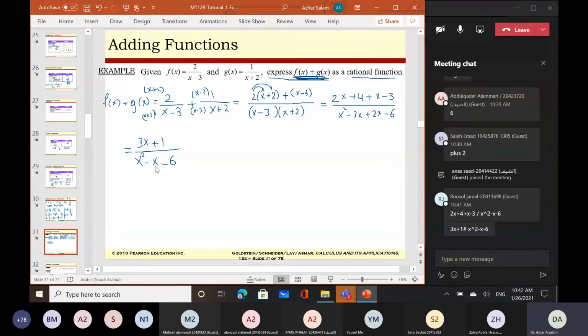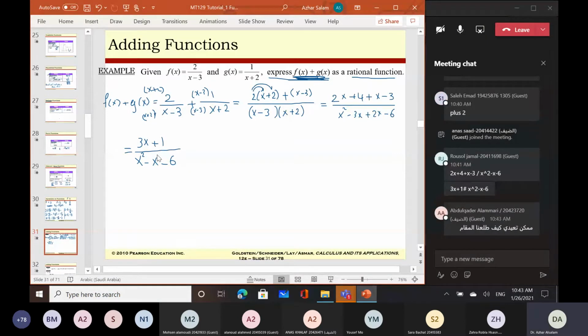Okay, this is the simplest form, I think. This is the final answer, the simplest form for the function.